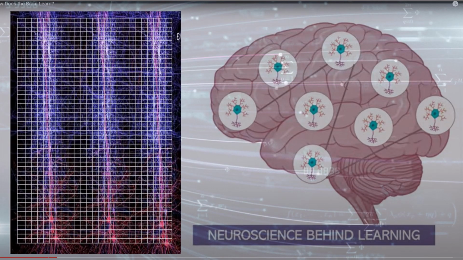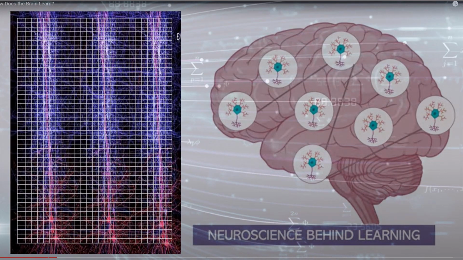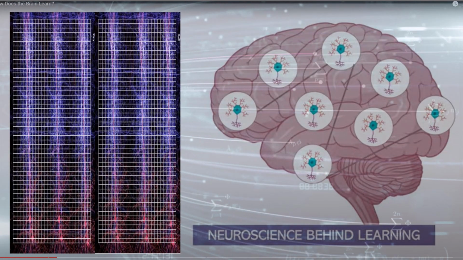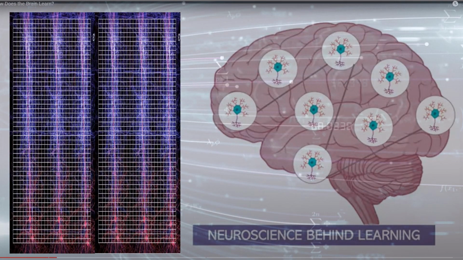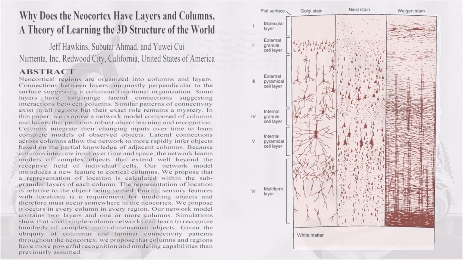Therefore, the learning process of an artificial brain involves increasing the number of connections that are mapped into the artificial cortex. This section is based on the paper "Why Does the Neocortex Have Layers and Columns? A Theory of Learning the 3D Structure of the World."